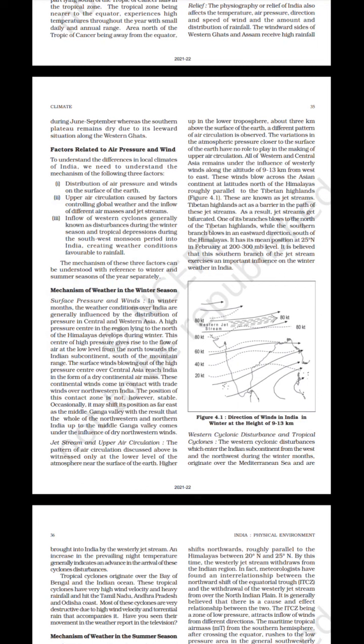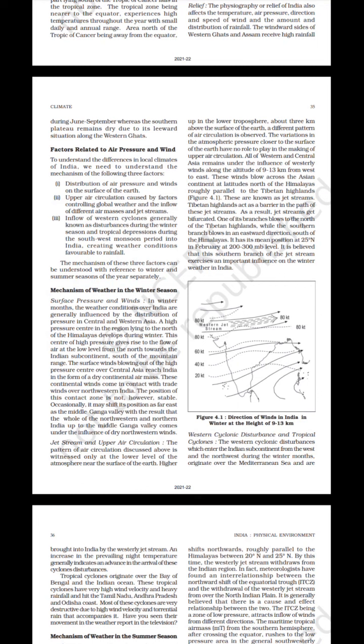Mechanism of weather in the winter season. Surface pressure and winds. In winter months, the weather conditions over India are generally influenced by the distribution of pressure in Central and Western Asia. A high pressure center in the region lying to the north of the Himalayas develops during winter. The center of high pressure gives rise to the flow of air at the low level from the north towards the Indian subcontinent. South of the mountain range, the surface winds blowing out of the high pressure center over Central Asia reach India in the form of a dry continental air mass.